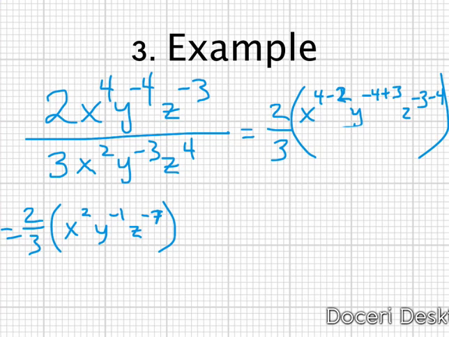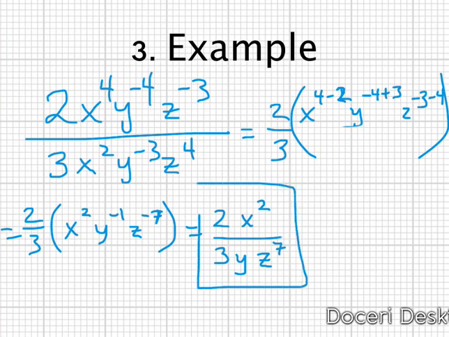So now we need to look at our next property, which is the negative exponent property. The 2 stays on top. X squared is a positive exponent, so it's going to stay on top as well. And then y to the negative 1, got a negative exponent, so it drops to the bottom with the 3. And z also has negative 7, so it also drops to the bottom. So I can erase the extra part of my line. So my answer is 2x squared over 3yz to the 7th. There's your example problem.